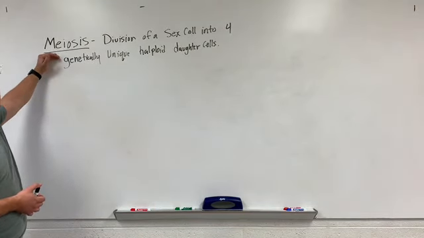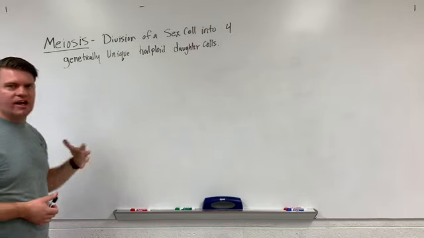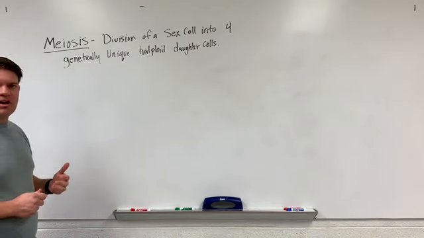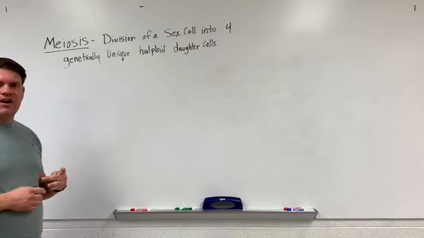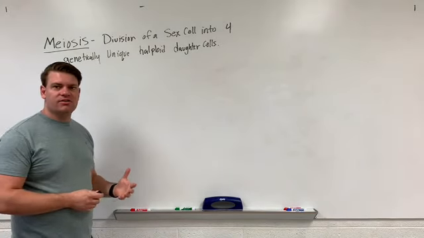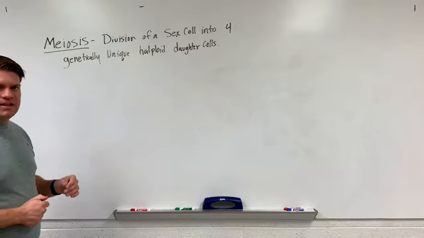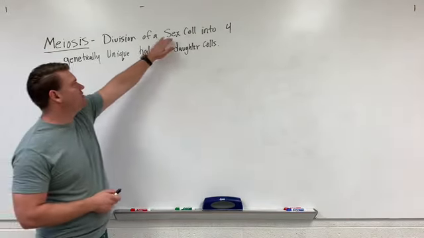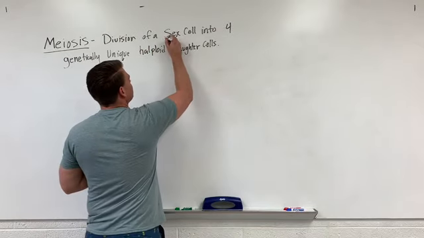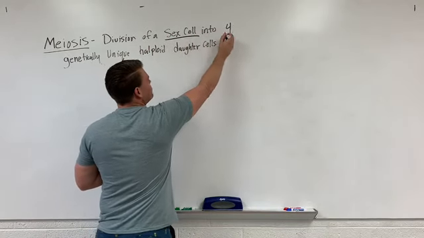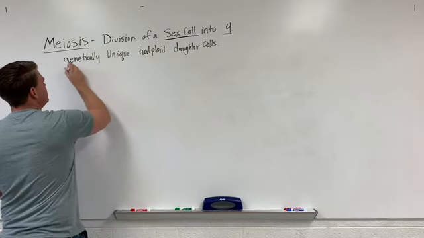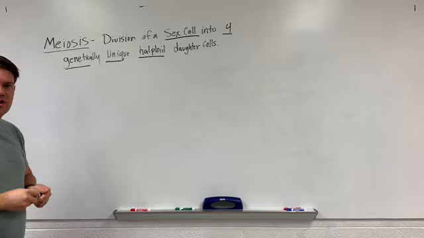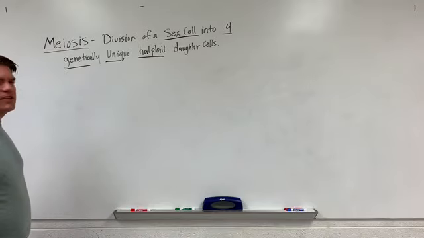I like to say meiosis because I'm going to show you a little trick on how you remember the difference between meiosis and mitosis. So mitosis, we looked at dividing somatic cells into two genetically identical daughter cells. Well, meiosis is the division of sex cells into four genetically unique haploid daughter cells. So a little bit different. So let's look at these differences really quick.